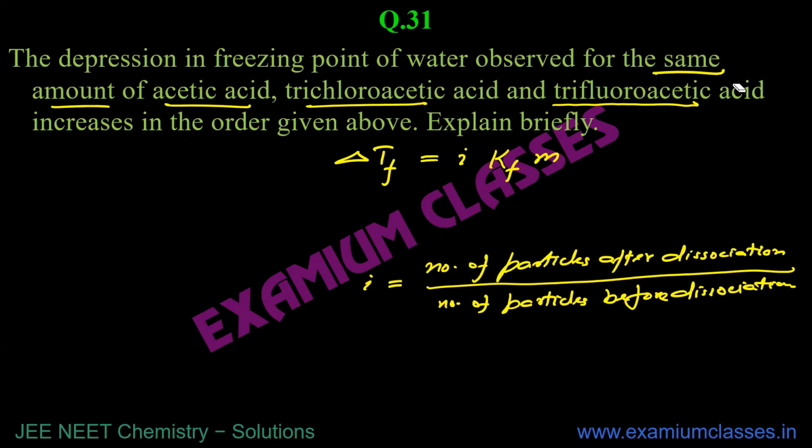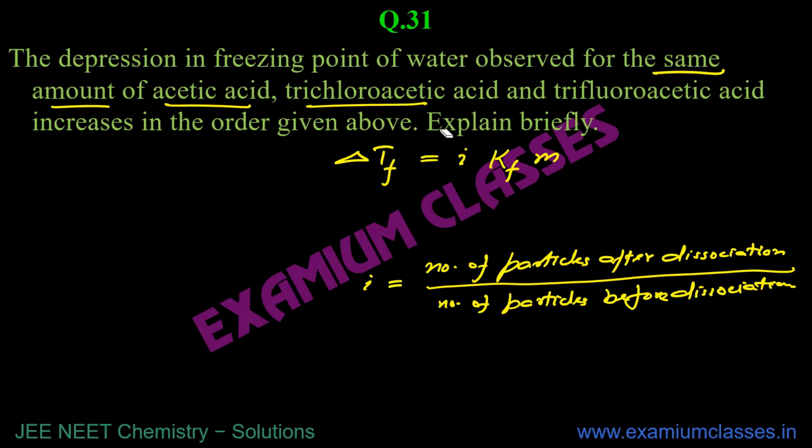So how will you explain that? First, understand what I am going to prove. The given statement can be proven only on the basis of this formula. This depression in freezing point will be greater if this value is greater. If I can prove that i will be greatest for trifluoroacetic acid, I will be able to prove that ionization will be maximum, so delta TF will be maximum for that. If I can show that in acetic acid the value of i will be least, there will be the least depression in freezing point. That's what I'm saying.